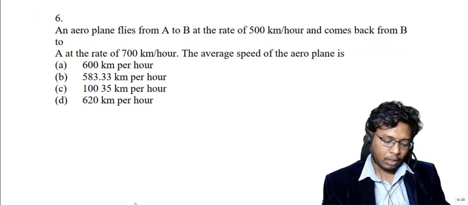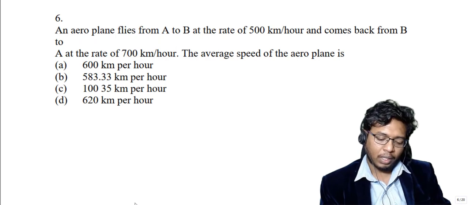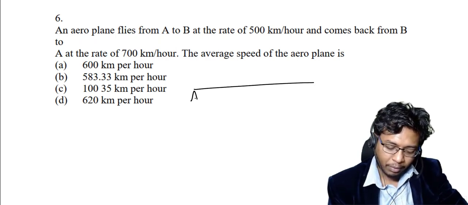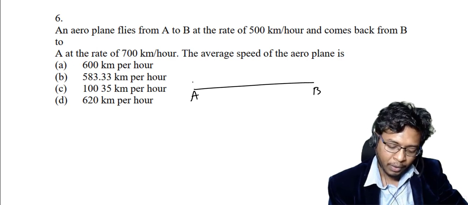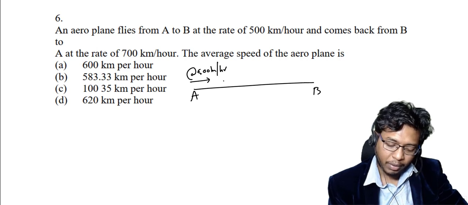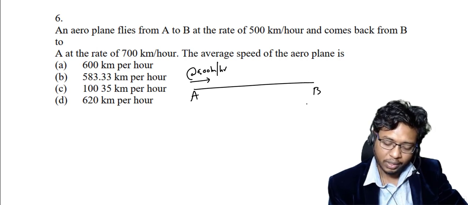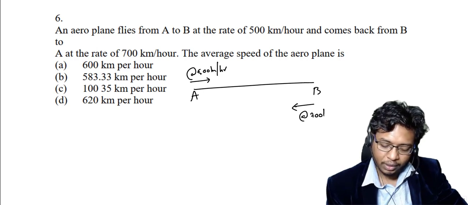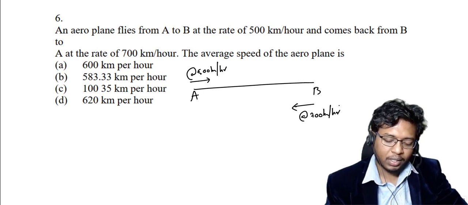Now an aeroplane flies from A to B at a rate of, see here, there are 2 points A to B. From here an aeroplane is flying at a rate of 500 kilometers per hour and comes back from B. So once it goes here, it starts its return journey at the rate of 700 kilometers per hour in its return journey.